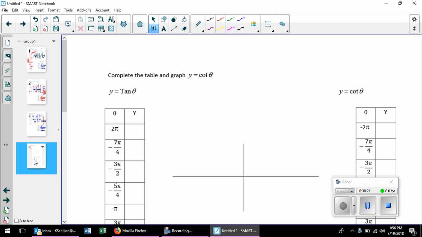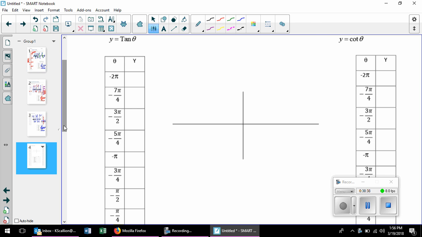Cotangent graph. I didn't even fill this one in. Okay, can somebody fill in this table for me at -2 pi? All you need to do is look at your notes from the first page. We're going to fill this in really quick.